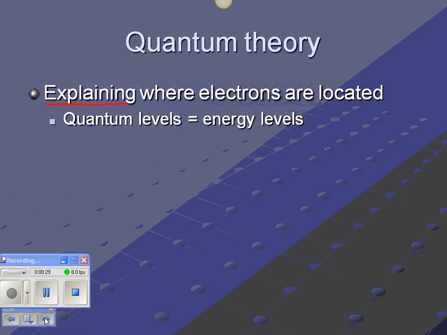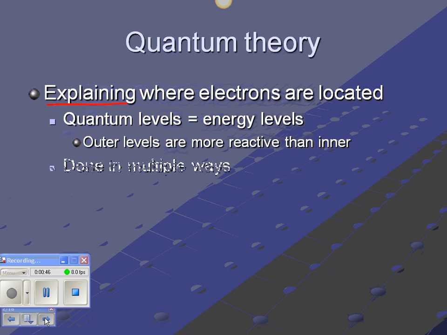First thing that we're going to be taking a look at is a quantum level, which is simply rows, where we find each and every electron, and they exist in different energy levels, starting closest to the nucleus and working their way out. The outer electrons, or outer levels, are more reactive than inner, so really the outer ones are the ones that are responsible for chemistry and chemical reactions.